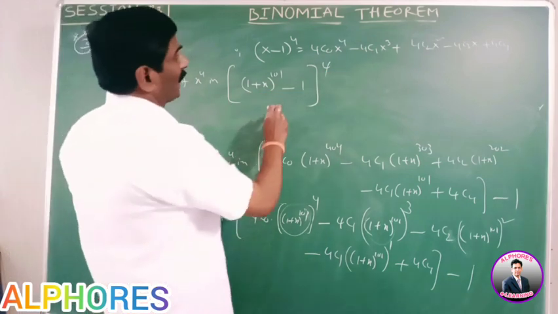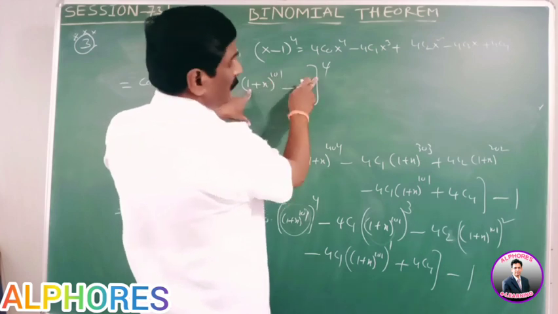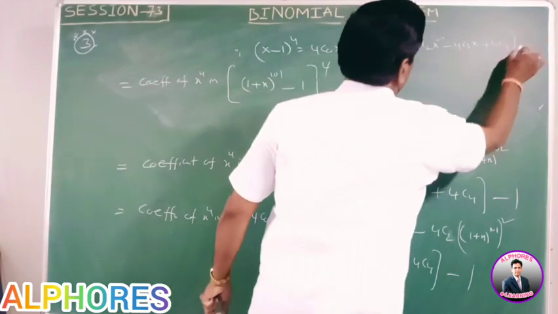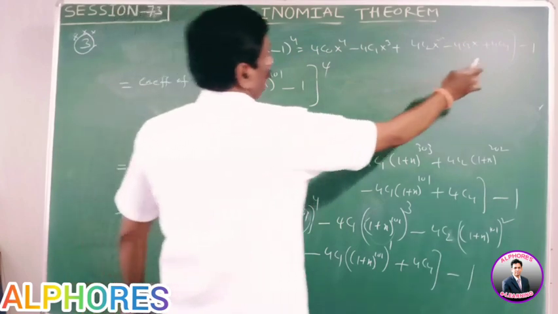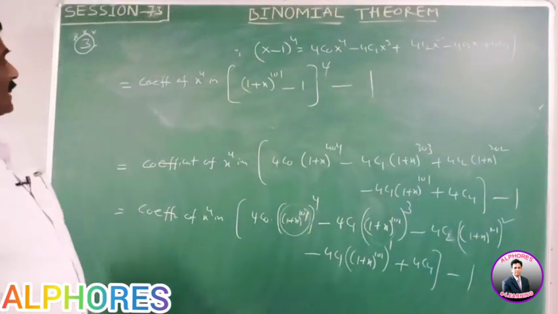Next, what is the value? ((1 + x)^101 − 1)^4. Next again, it is minus 1. Here minus 1, minus 1 is there. Please observe this value.